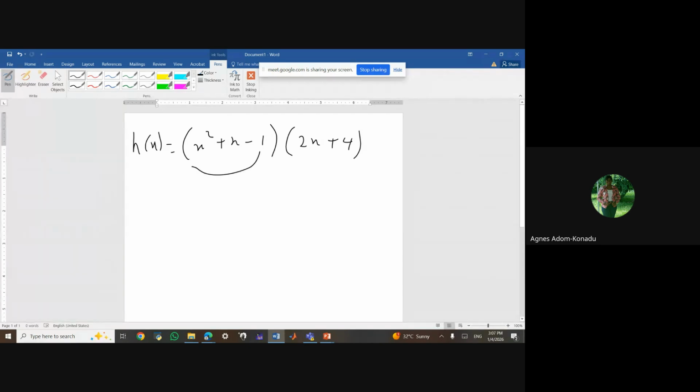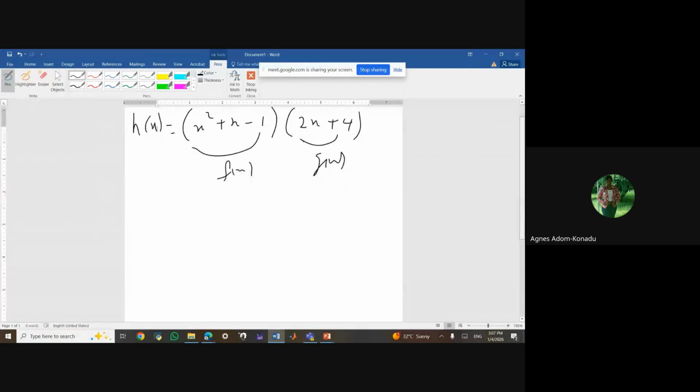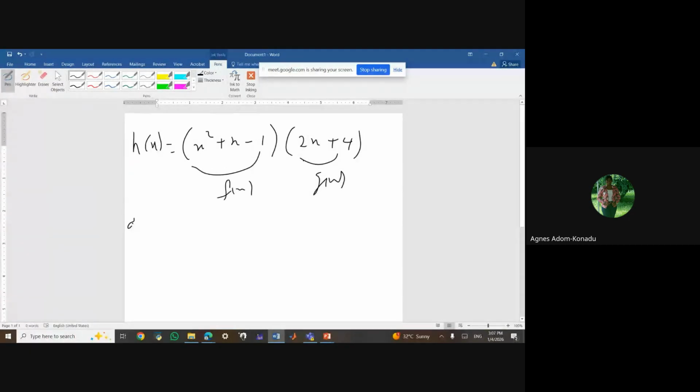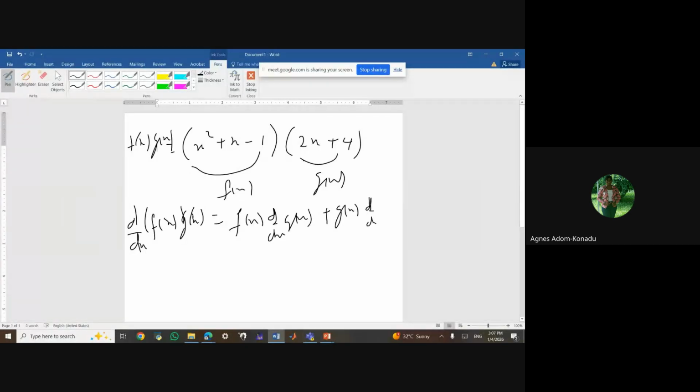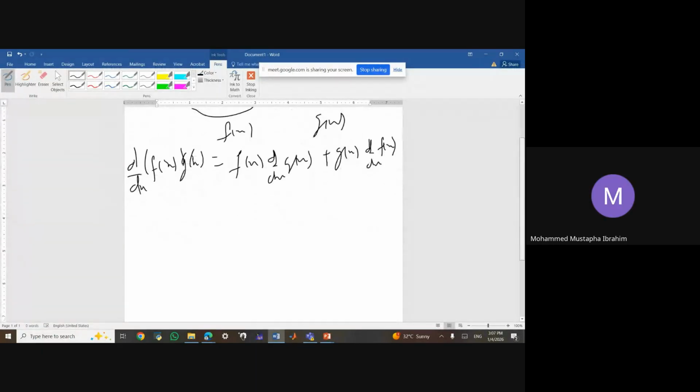Okay, so I'll treat this as my f of x. Then I'll treat this as my g of x. So the formula says that I'll call this one f of x times g of x. So d dx of f of x g of x by the product rule is I'll keep f of x, then I will differentiate g of x, plus I'll keep g of x, then I will differentiate f of x. So let's continue. Please, I'm bringing the equal sign here.